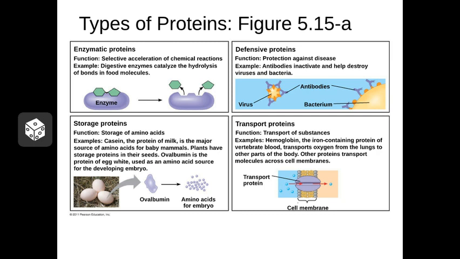Some proteins have a protective function. These proteins are called antibodies, and notice that they're shaped like little Ys, which is kind of interesting. But what these things do is they stick to the outside of invading particles like viruses and bacteria, and they help prevent them from spreading. So that's an immune protein.